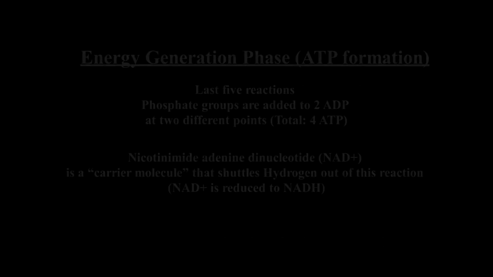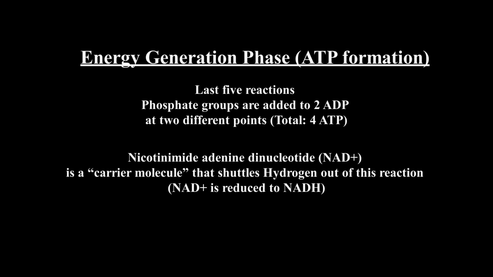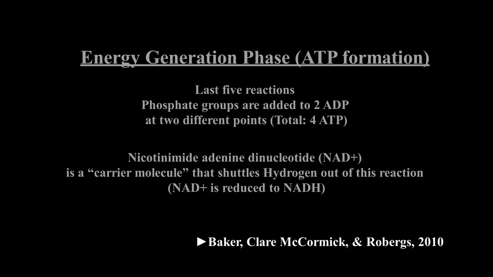The second phase, the energy generation phase, is where ATP is formed. Phosphate groups are added to 2 adenosine diphosphates at 2 different points, totaling 4 molecules of ATP. Nicotinamide adenine dinucleotide, or NAD+, is a carrier molecule that shuttles hydrogen out of this reaction. NAD+ is reduced to NADH. If oxygen is present, then NADH shuttles hydrogen into the mitochondria, otherwise known as the powerhouse of the cell.